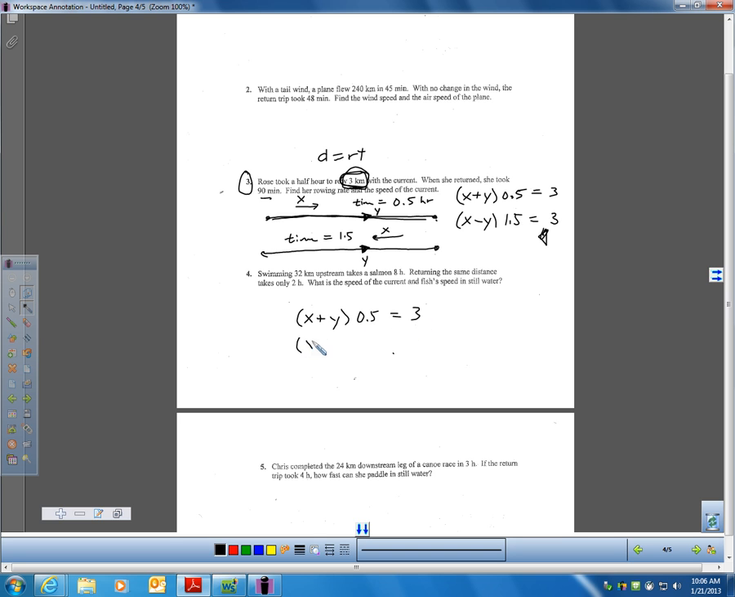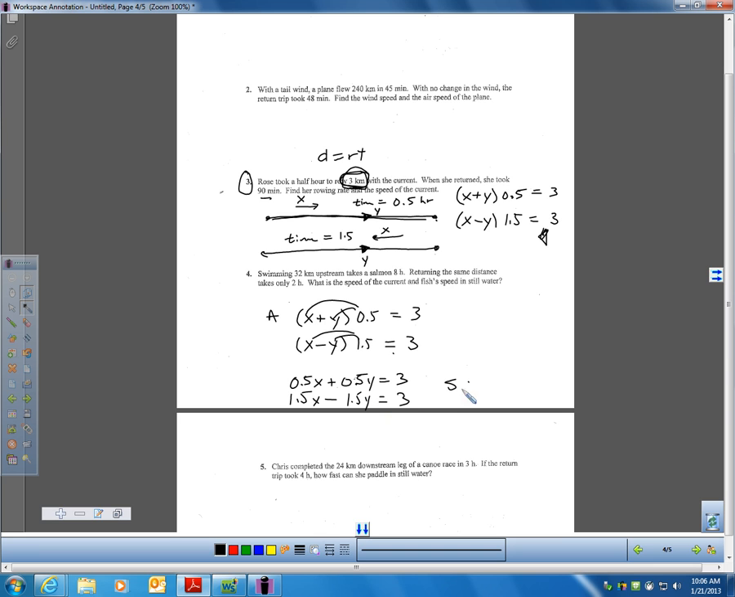Okay? So I have two variables. I need two equations. That should have been my first clue that I screwed up earlier. If you have two variables, you need two equations. You need a system, and I was just writing one equation. So distribute. So here's equation A. I get 0.5x plus 0.5y equals 3. And then the second equation, I get 1.5x minus 1.5y equals 3.